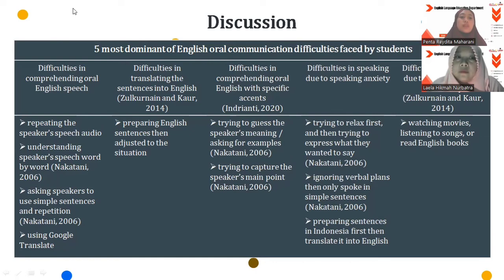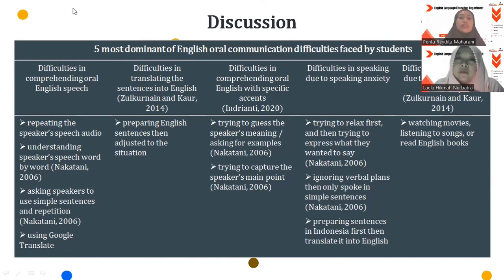which were repeating the speaker audio, using Google Translate, and also understanding speakers word by word, in line with Nakatani, and also asking speaker to use simple sentences, also in line with Nakatani 2006. And for the second most dominant English oral communication difficulty, we have similar findings to the first finding of Zulkarnain in 2014, which related to student difficulties in translating the sentences into English. And for coping with these difficulties, the student used preparing English sentences, then adjusted to the situation.